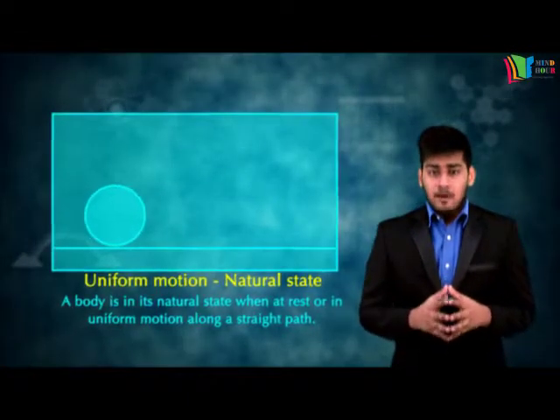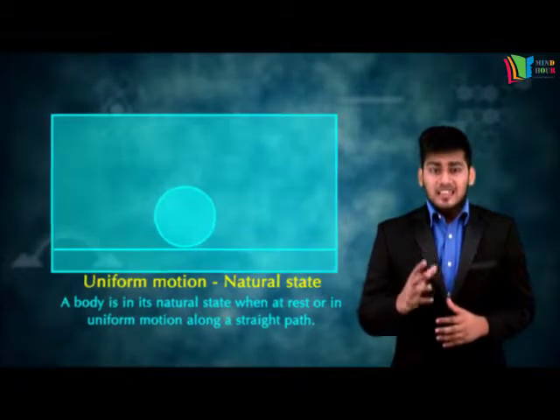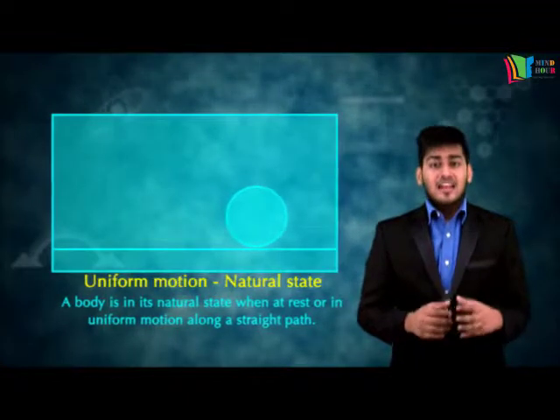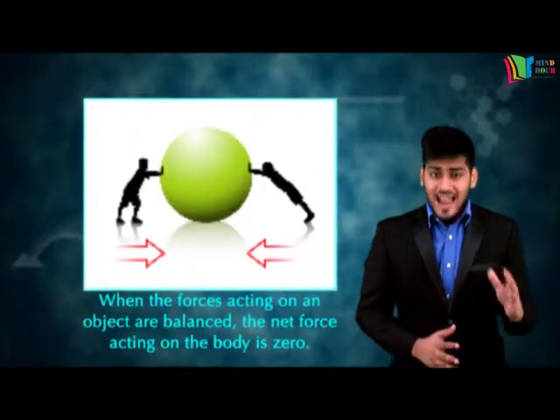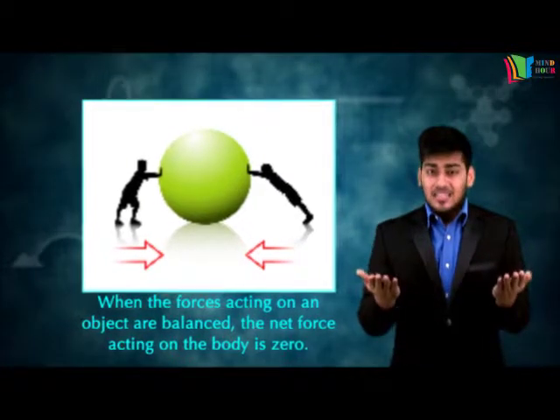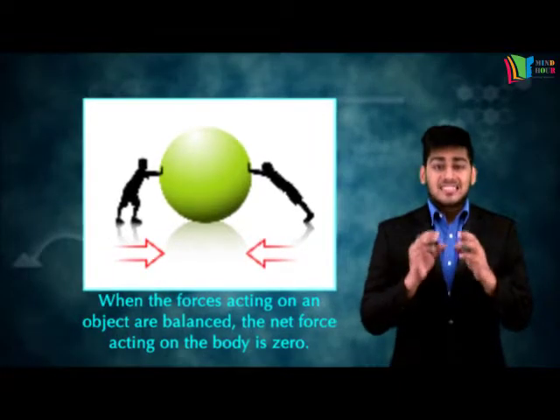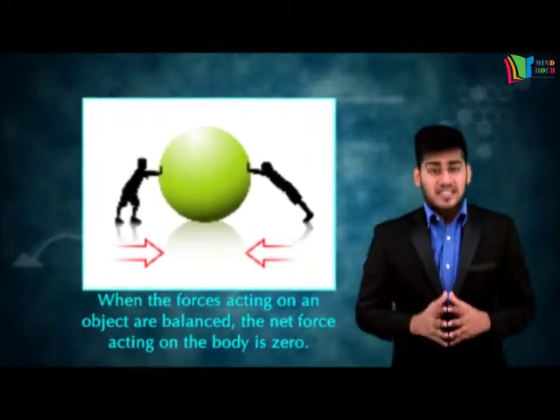According to the concepts developed by Galileo Galilei and Isaac Newton, if a body is either at rest or in uniform motion along a straight line path, then it is said to be in its natural state. When the forces acting on an object are balanced, the net force or the resultant force acting on the body is 0. In such cases, the body continues to be in its natural state.